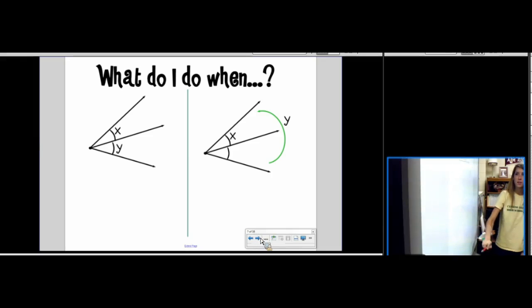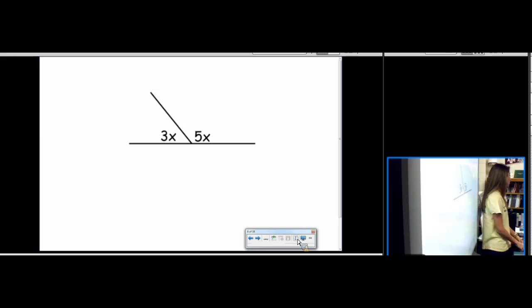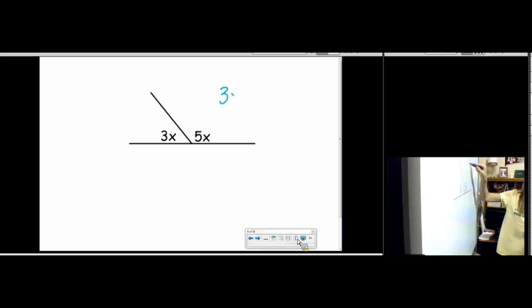Okay. We're going to do that one later because y'all need to try some. Okay. Show me what X equals on your whiteboard. Go. Okay. Helen, how'd you set this one up? Good. 3x plus 5x equals 180.